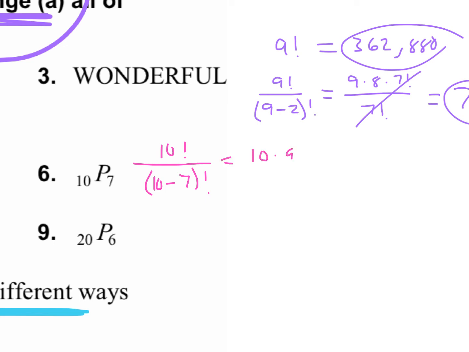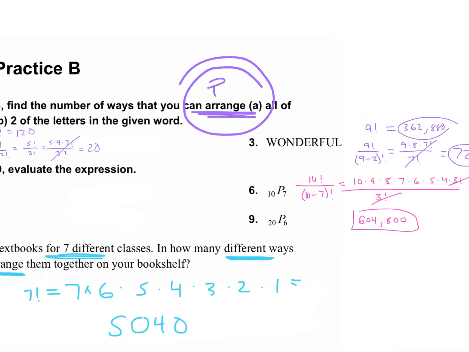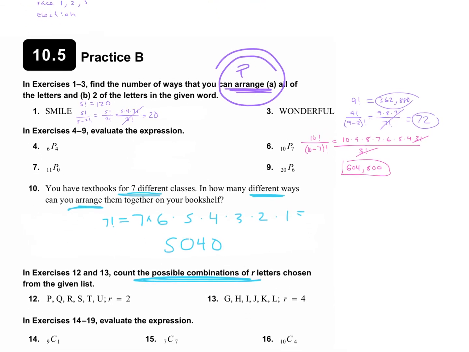So this is 10 times 9 times 8 times 7 times 6 times 5 times 4 times 3. Because 10 minus 7 is 3, so this would be 3 factorial on the bottom. So the 3 factorials cancel, and then I just have to multiply. 10 times 9 times 8 times 7 times 6 times 5 times 4. And that would be 604,800 as our answer. So a little bit different than the answer key just because I messed up. That happens. For 4, 7, and 9, we just use the formula here.